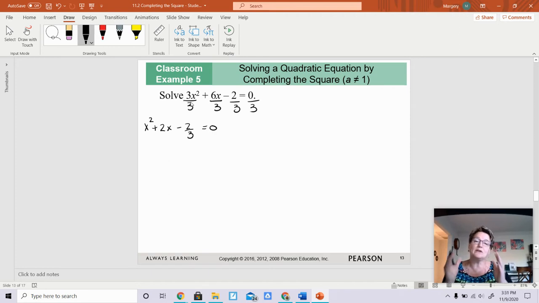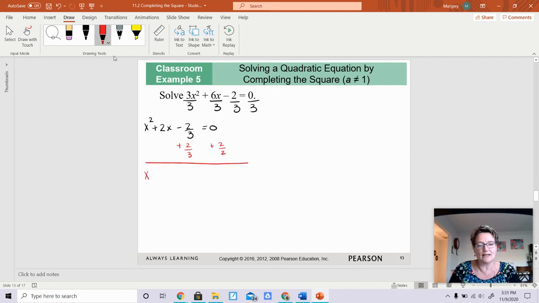Now remember, when you're completing the square, you want your variables on one side, your constant on the other side. So that means I need to move over the 2/3. So I'm going to add 2/3 to both sides of the equation. And I'm left with x squared plus 2x plus something equals 2/3. Oops, I wrote that down wrong. 2/3. All right, I saw it. I'm like, oh no, I wrote it down wrong.